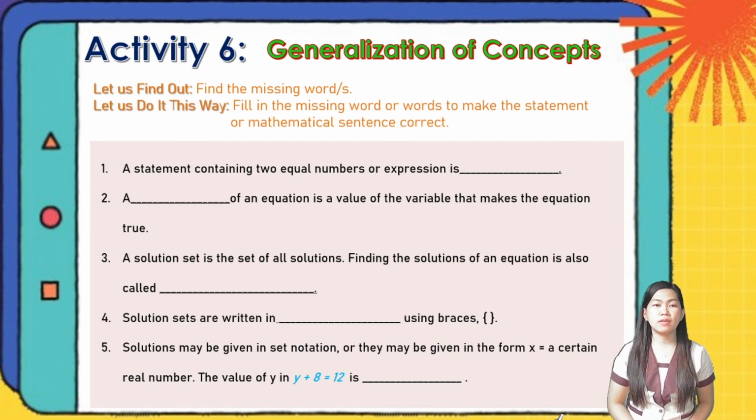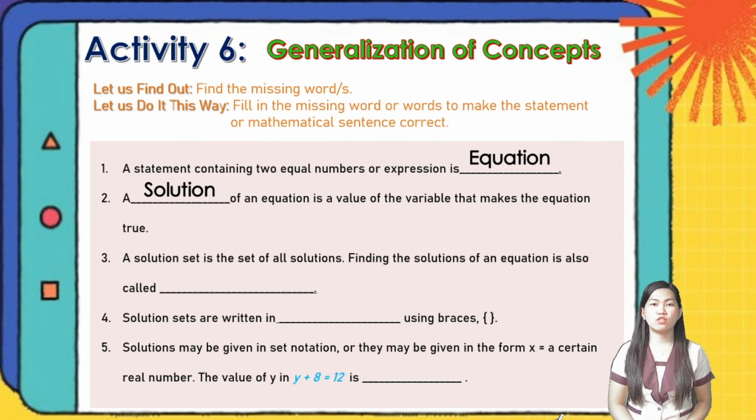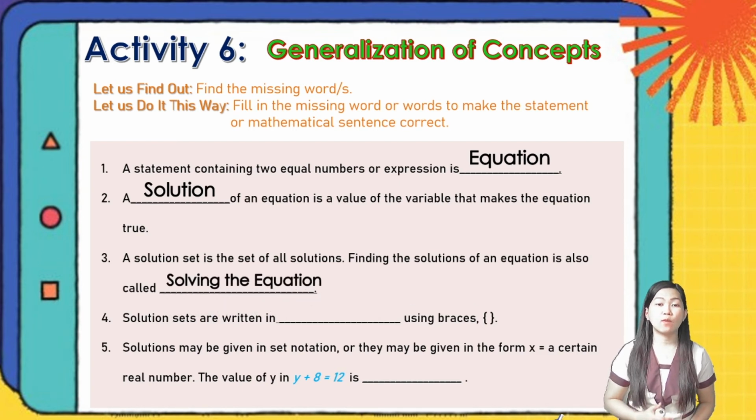So number 1, a statement containing two equal numbers or expressions is called blank. The answer is equation. So again, a statement containing two equal numbers or expressions is an equation. Number 2, a blank of an equation is the value of the variable that makes the equation true. The answer is solution. Number 3, a solution set is the set of all solutions. Finding the solutions of an equation is also called blank. The answer is solving the equation.